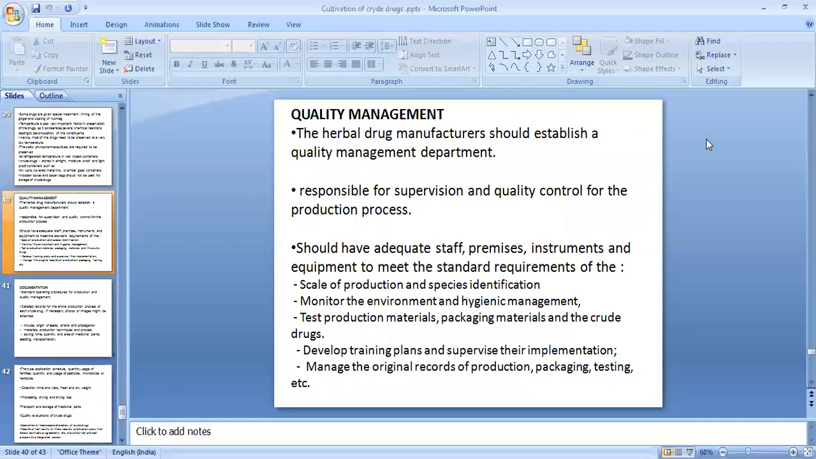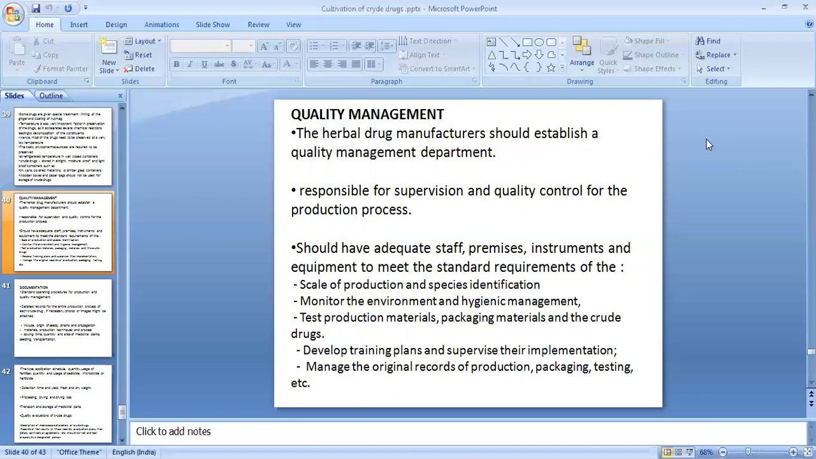And once the storage is over, the quality should be maintained during the storage. What do you mean by quality management? The herbal drug manufacturers should establish a quality management department. So what will this department do? That department is responsible for supervision and quality control of the production process.